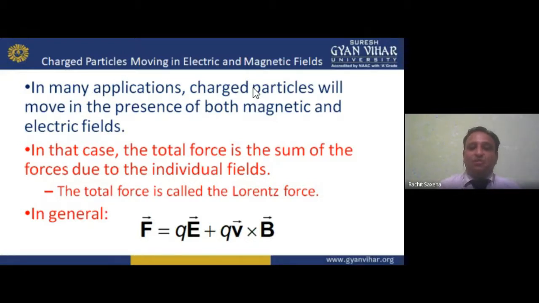In that case, the total force is the sum of the forces due to the individual fields. We have two fields, electric and magnetic. The electric field has some force, the magnetic field has some force, so we add these two. That total force is called the Lorentz force. Lorentz was a physicist who derived this. In general form, we write F equals QE plus QV cross B.